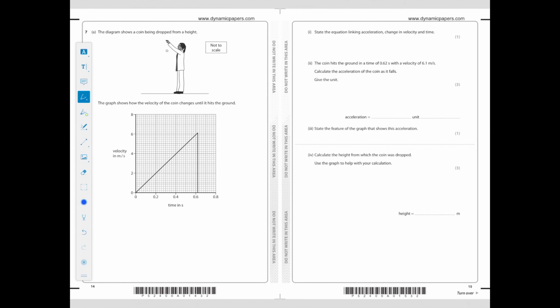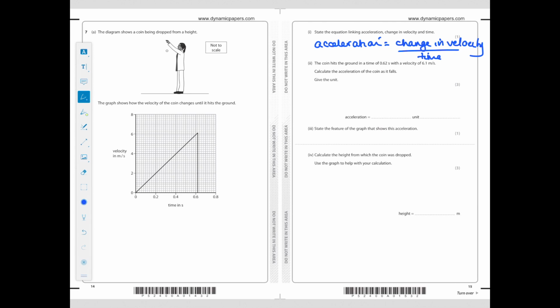(7a). The diagram shows a coin being dropped from height. The graph shows how the velocity of the coin changes until it hits the ground. State the equation linking acceleration, change in velocity and time. And I'm going to write this out in full. So acceleration equals change in velocity over time. The coin hits the ground in a time of 0.62 seconds with a velocity of 6.1 meters per second. Calculate the acceleration of the coin as it falls and give the unit.